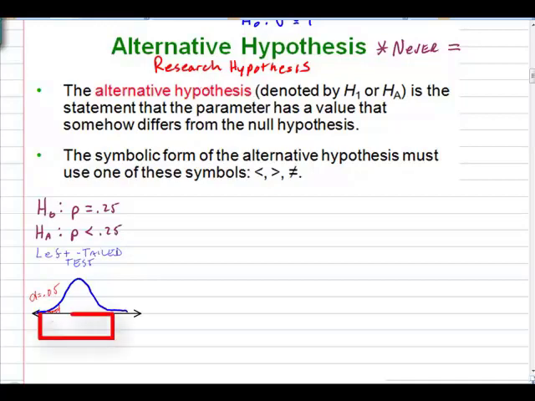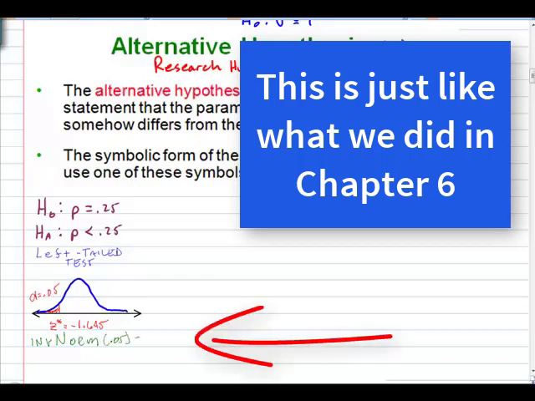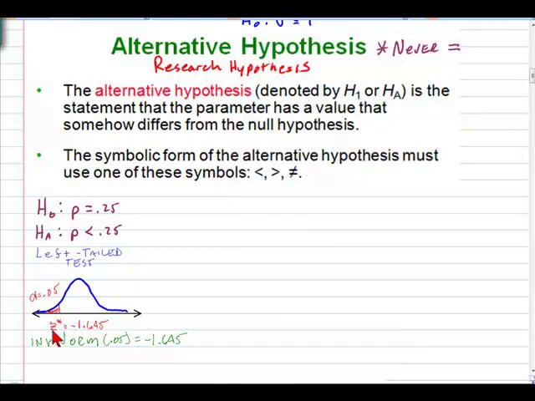Now, the critical value here would be equal to negative 1.645. And how we ended up with that negative 1.645, remember, is we went to our calculators and we would do inverse norm of 0.05, and that's where that negative 1.645 came from. And that was our critical value, and it's the same critical value we got whenever we were doing 90% confidence intervals in Chapter 7. Now, this is a negative number because this is a standard normal distribution.